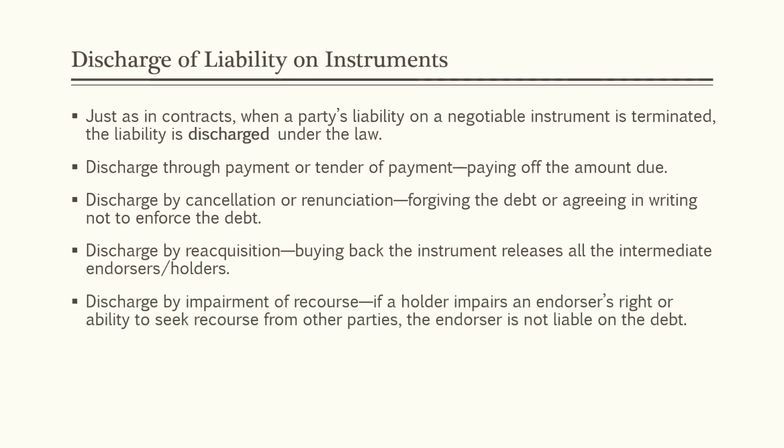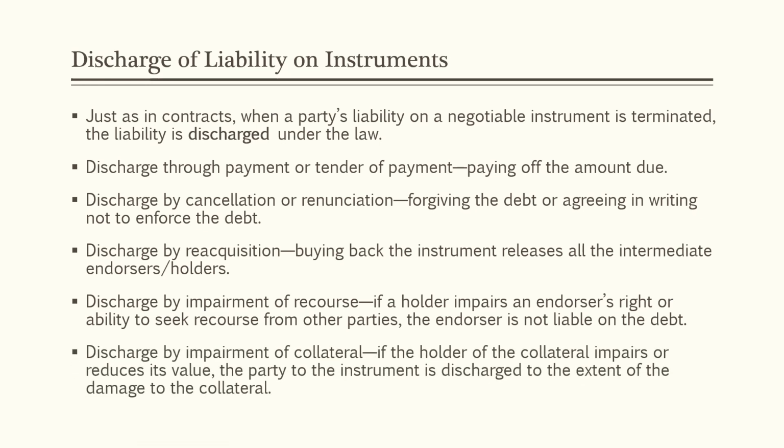Then there's discharge by impairment of recourse. If a holder impairs an endorser's right or ability to seek recourse from other parties, the endorser is not liable on the debt. The last is discharge by impairment of collateral. If the holder of the collateral impairs or reduces its value, the party to the instrument is discharged to the extent of the damage to the collateral. This is the end of Chapter 18.